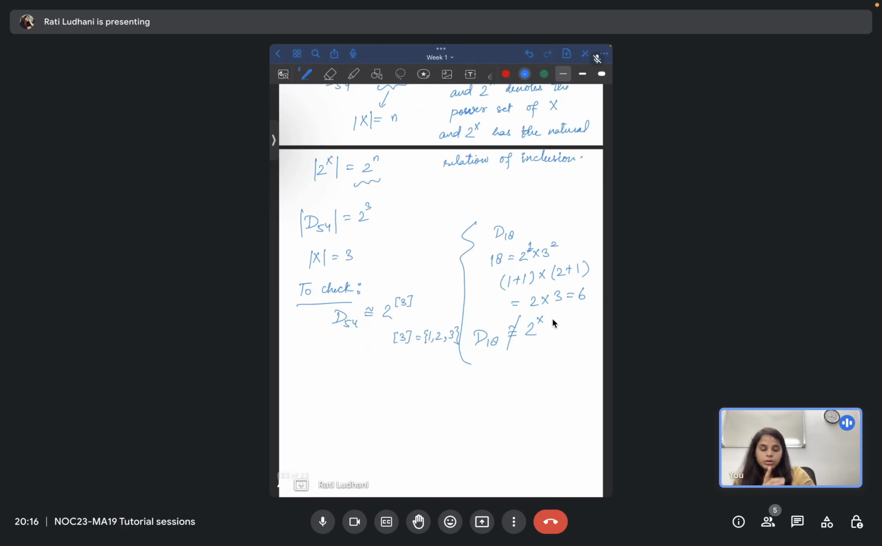Now, the first property is checked because of the number of elements. The first property should be bijection. You can always define a bijection between finite sets. If you have the same number of elements on both sides, then you can definitely define a bijection, right? Bijection can be done because the number of elements are same.